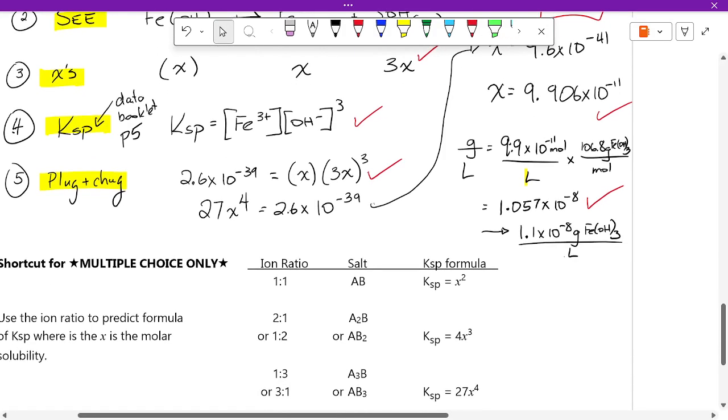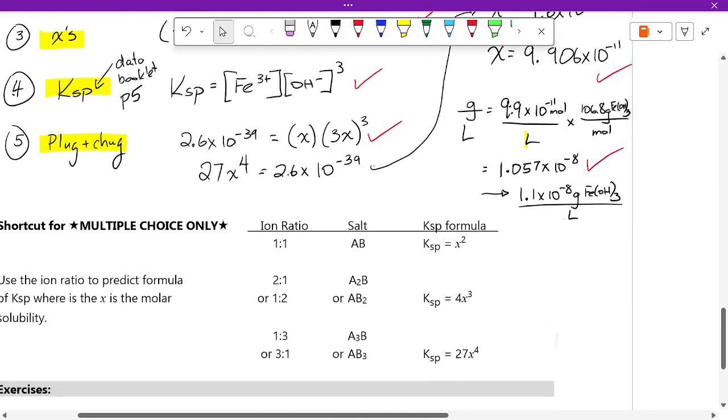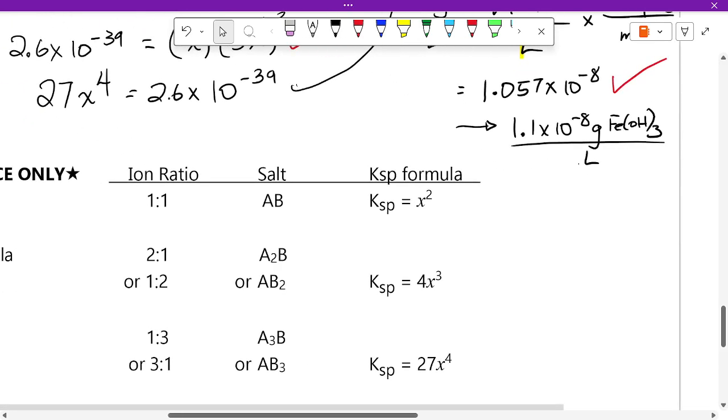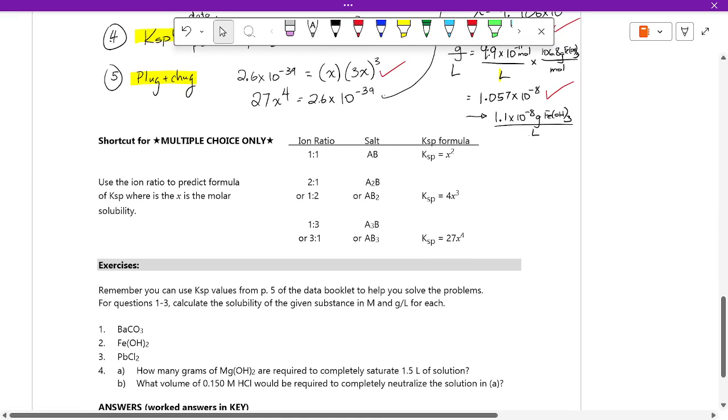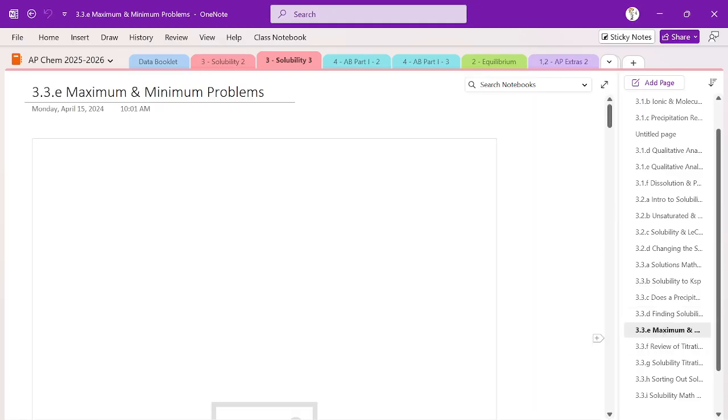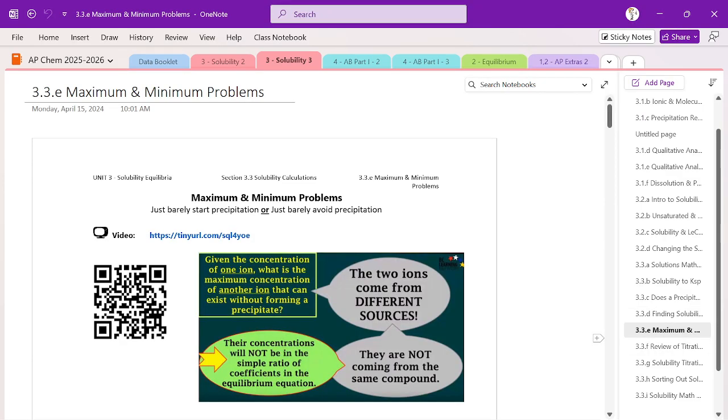So, a shortcut for multiple choice, if you want to, like I said, you can know that KSP is equal to x squared. We've got 4x cubed, and should you so desire, if you have an A3B, you can use 27x to the 4th, but I don't think anybody's going to, it's not that useful. You can always figure that out by just using KSP and sticking your x's in there. Okay, there's some exercises. We're not going to do those right now. We're going to go to maximum and minimum problems.